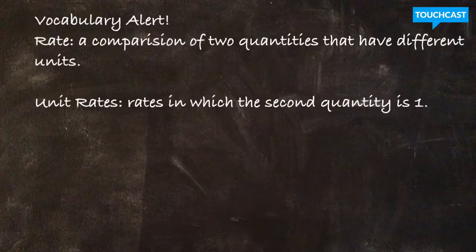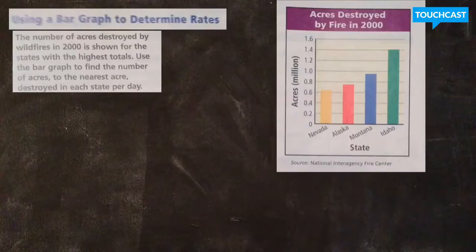All right, it's time for a vocab alert. So rate. A rate is just a comparison of two quantities that have different units. And then unit rates are just rates in which the second quantity is 1. So let's look at an example. So we're going to use a bar graph to determine rates.